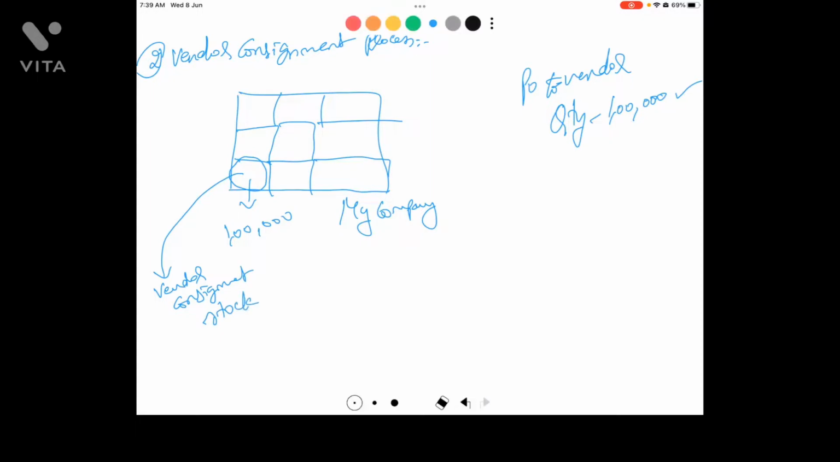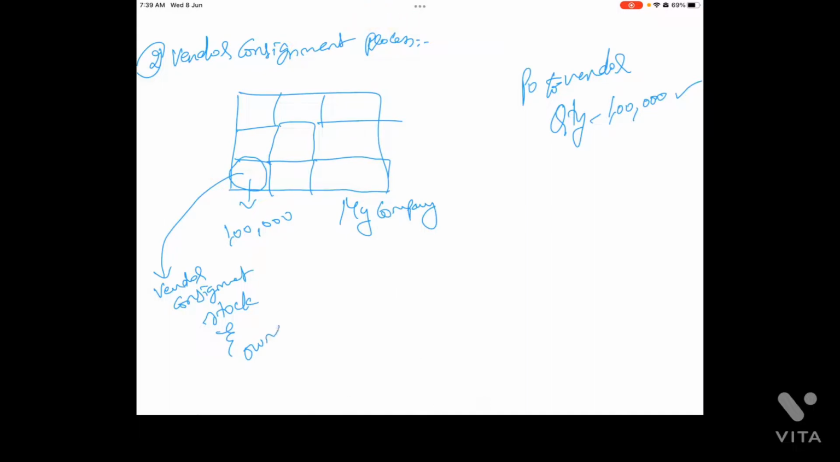Now, the point is the vendor already dispatched the stock to our location. That is the first point. But the owner of the product will not change. Even though the vendor dispatched it to our location, and even though the stock is there in our location, the owner of the product is still not changed.